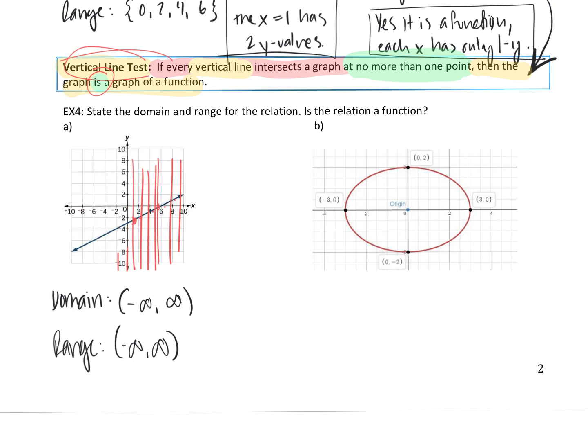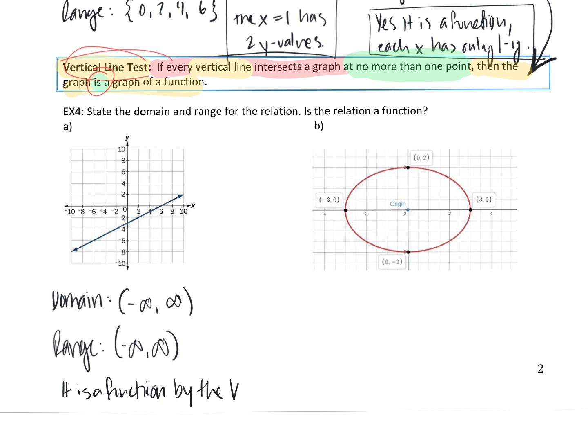So again, we'd answer, yes, it's a function, and then my justification would be by the vertical line test. So it is a function by the, and I'll just shorthand it VLT, vegan lettuce and tomato. A vertical line function.